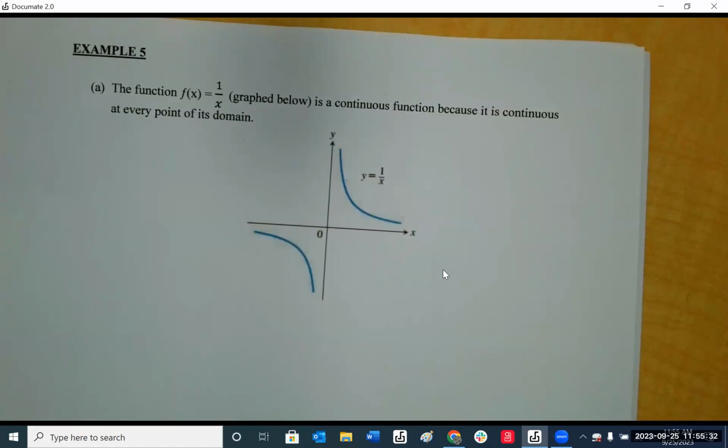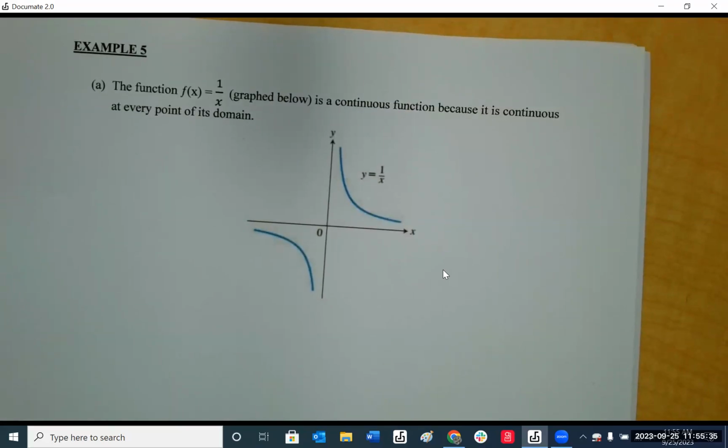Let's look at this one. The function f of x equals 1 over x is graphed below. Is it a continuous function? It is continuous at every point on its domain. Is it? True or false? Just think about the definition of continuity.